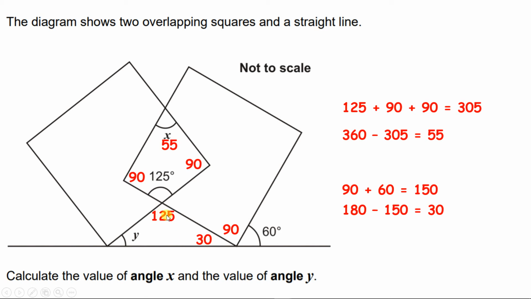So now notice, if Y is part of this triangle, then we've got two of our angles in the triangle, and we know angles in a triangle add up to 180 degrees. So if we take 125 and 30, so if we take 155 away from 180, that gives us 25 degrees. So angle Y must be 25 degrees.